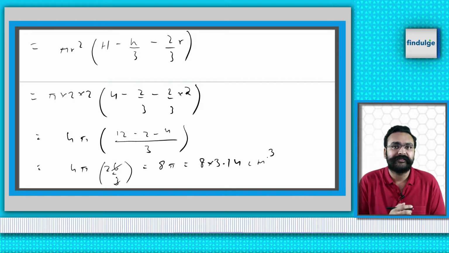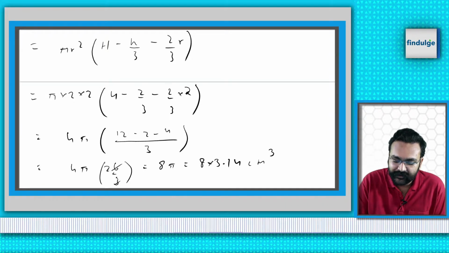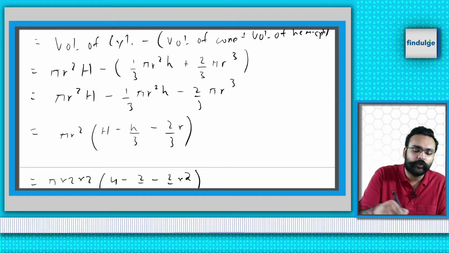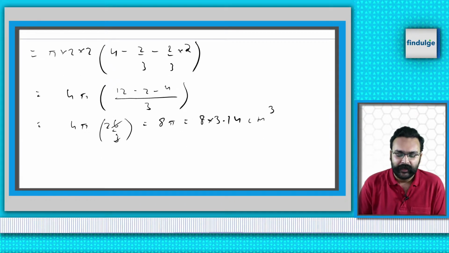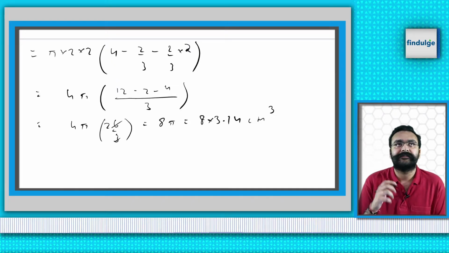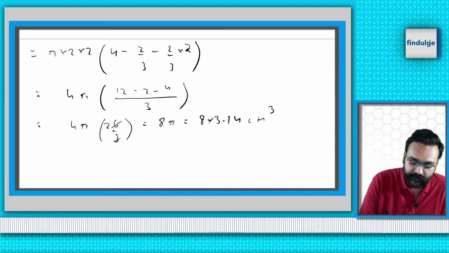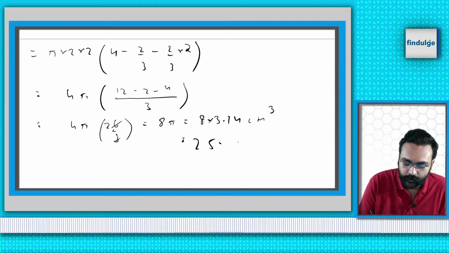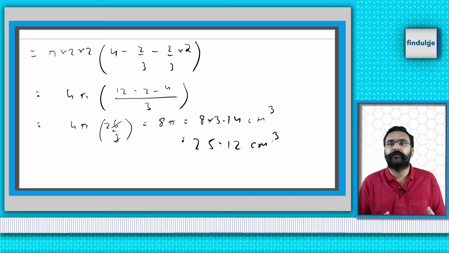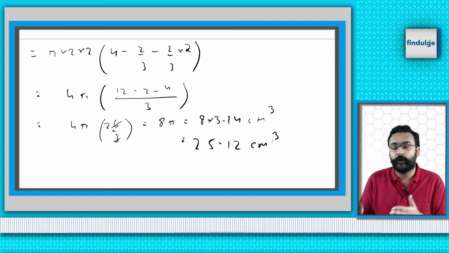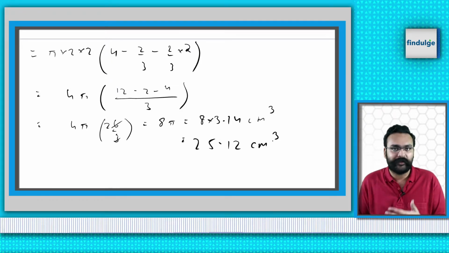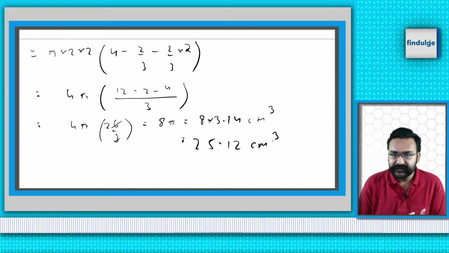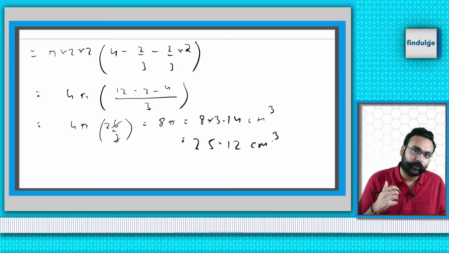So here again you can see that the major benefit of not taking the values right away is I don't have to do 3 major calculations. I have to do just 1 major calculation. And so of course 8 into 3.14 will be 25.12 centimeter cube, because what I did was 8 into 3 is 24, 8 into 0.14 is nothing but 1.12, so 24 plus 1.12, 25.12 centimeter cubed. This is the difference in volume of the toy and the container.